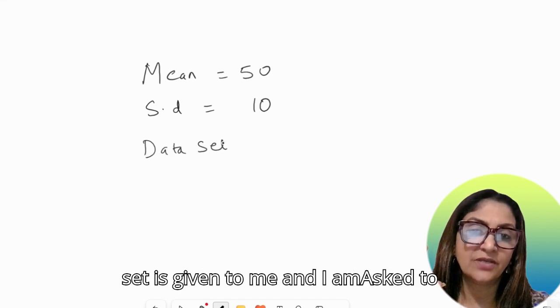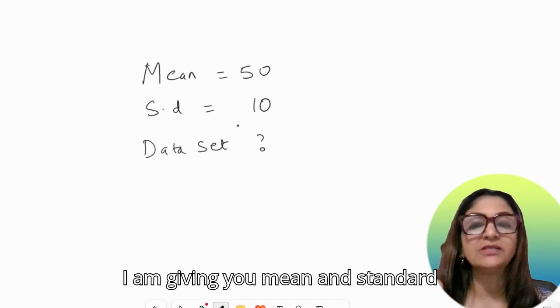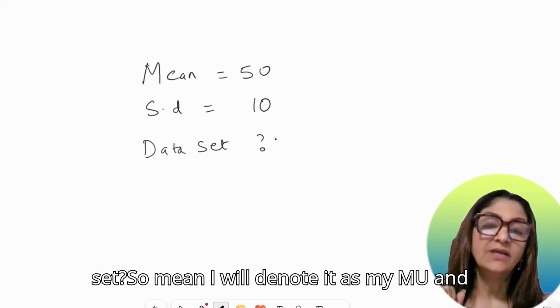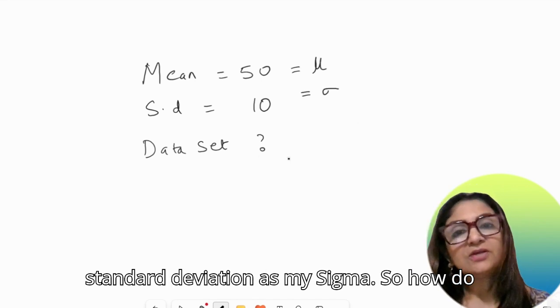Usually a data set is given to me and I'm asked to calculate mean and standard deviation. But I'm now flipping it over and saying I'm giving you mean and standard deviation. How can you generate the data set? So mean, I will denote it as mu and standard deviation as sigma. So how do I get my data set?